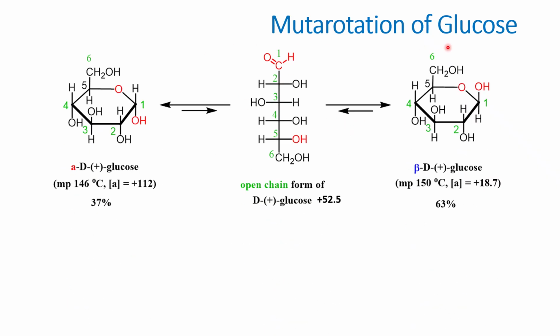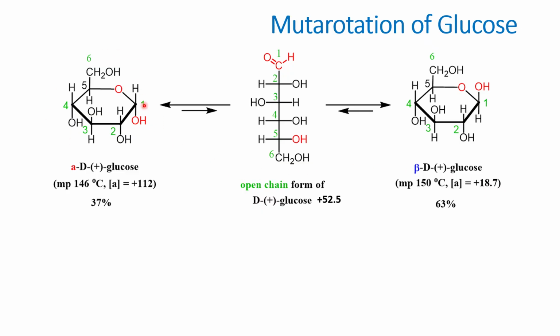So now let us see mutarotation. This is the topic of discussion. When you see the mutarotation of glucose, this is the alpha D glucose, this is the beta D glucose. And the beauty about these two stereoisomers or anomers of glucose is they have different melting points. So they are different molecules altogether. Alpha D has a specific rotation of plus 112, whereas beta D has a specific rotation of 18.7.